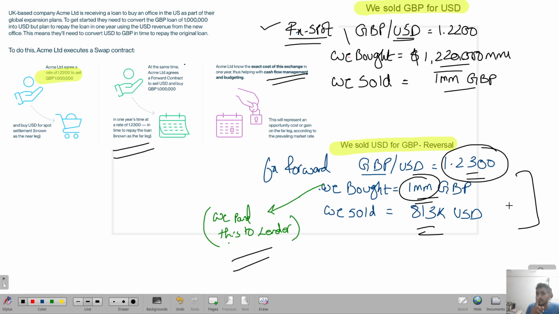exchange cash flows. We have already discussed this in FX forward, so I would suggest you check these two videos about FX spot and FX forward contract. I will put a link in the description. Right. This concludes what is an FX swap transaction. That is it.